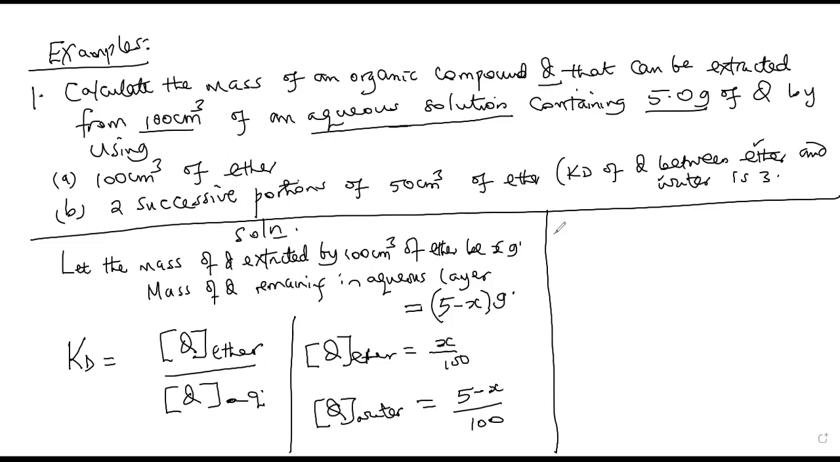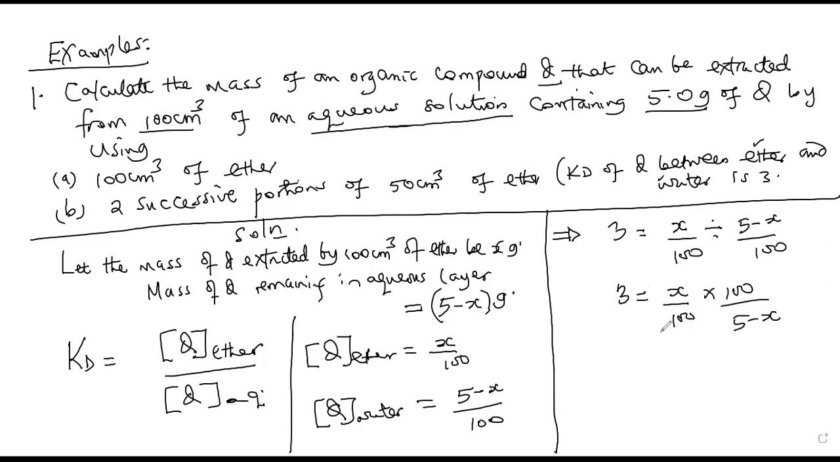So it would imply that KD, which is 3, is going to be equal to the concentration of Q in ether, which is X out of 100, divided by the concentration of Q in aqueous, which is 5 minus X out of 100. So our 3 is X out of 100 times 100 out of 5 minus X. These ones will go, so that we have 3 equaling X out of 5 minus X.